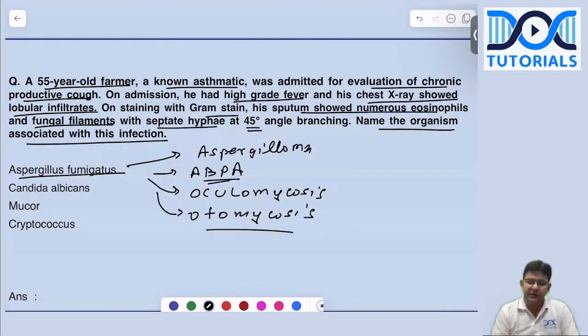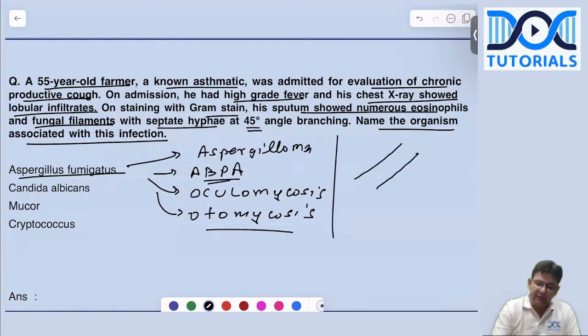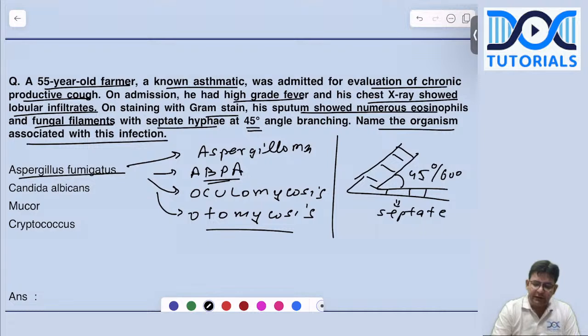And what you observe in this type of hyphae, which can be seen on a 10% KOH mount, is an angle of 45 degrees or 60 degrees with septate hyphae. And wide-angled aseptate hyphae are Mucor. So remember Aspergillus: the last alphabet of Aspergillus is S, for septate.